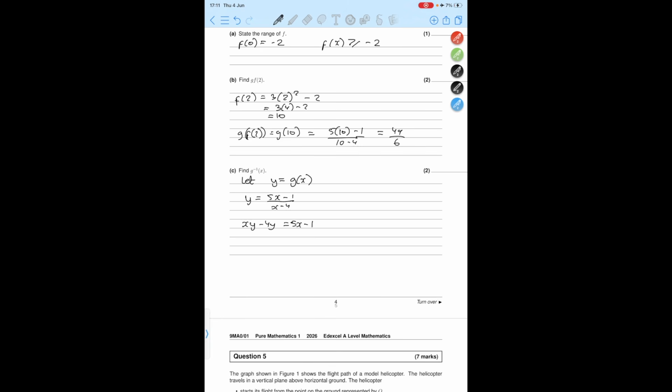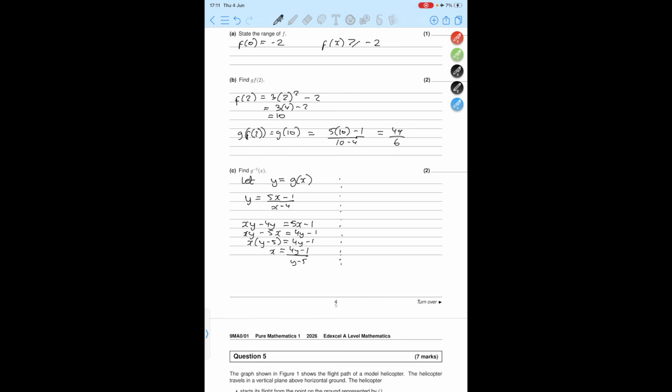Now let us collect the like terms. We're going to collect all the x's on the left-hand side. So that's going to become 4y minus 1. So x(y minus 5) equals 4y minus 1. So x equals (4y minus 1) over (y minus 5).